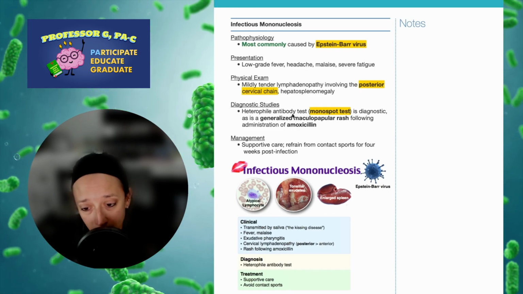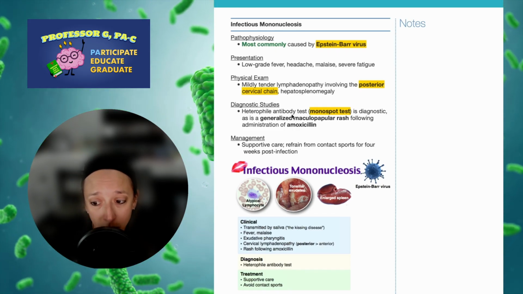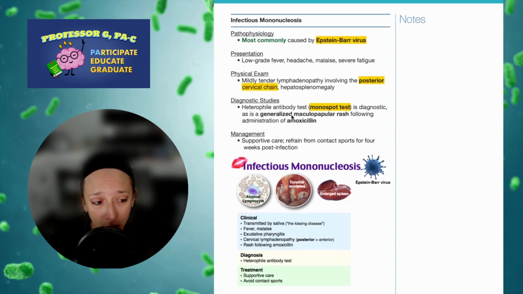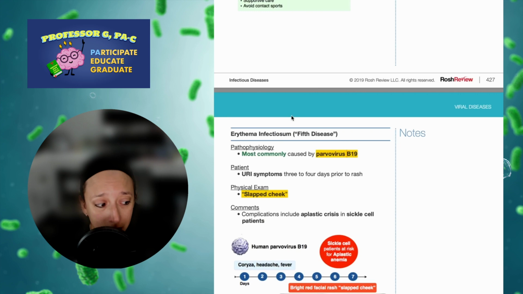One pro tip here is no contact sports for 4 to 6 weeks because of risk of splenic rupture. So we want to make sure that we document that and tell our patients that.